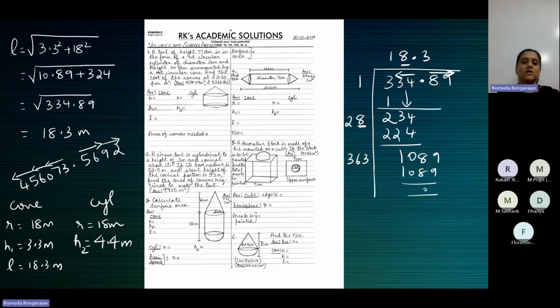Now let's answer the question. We need to find the cost of the canvas. A tent is put up in this shape using this material, canvas. Canvas is used to put up a tent like this, a cylinder surmounted by a cone. Now tell me, where all will this material canvas be used? Will it be used on the floor? No, it will not be used on the floor.